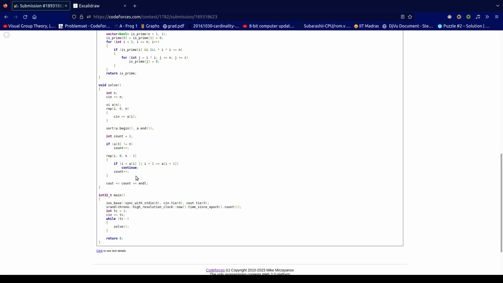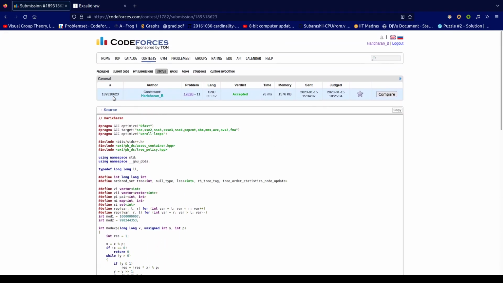Now we just have a for loop over here, and this is the condition I mentioned. We should not increment whenever I is less than ai or I plus 1 is greater than or equal to a plus 1. And in all other cases we have to increment here, and we just have to output count. And you can see that my solution has been accepted over here.